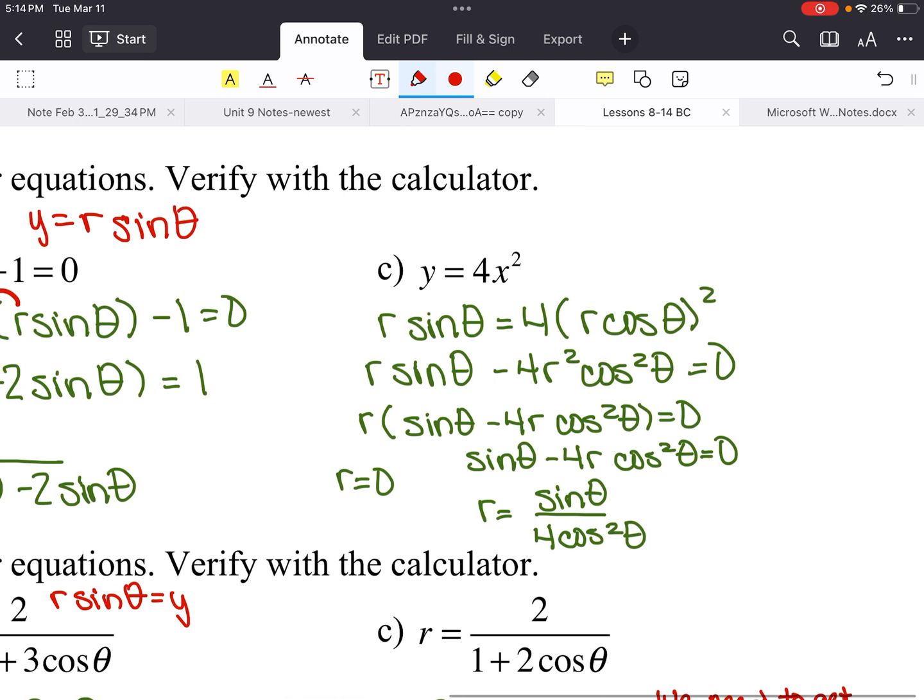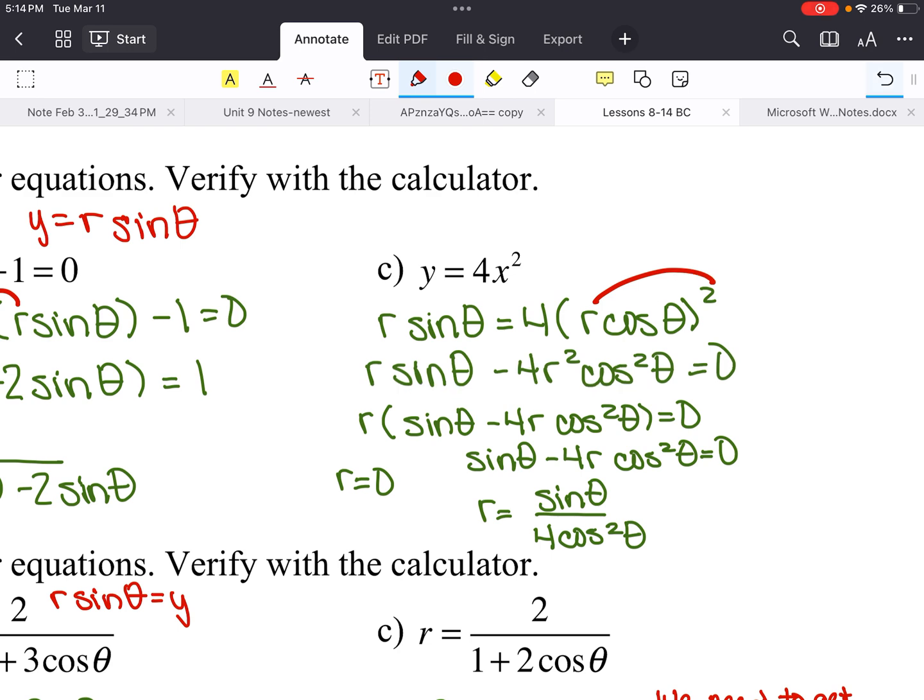On this one, it's the same thing. This one looks a little different. r sine theta in place of the y, r cosine theta in place of the x. This one looks a little different because when you square this, you get r squared cosine squared. So I squared that, and then I also subtracted all of this from both sides. So I end up with r sine theta minus 4r squared cosine squared. I need r by itself, but that's a problem because I've got an r and an r squared.